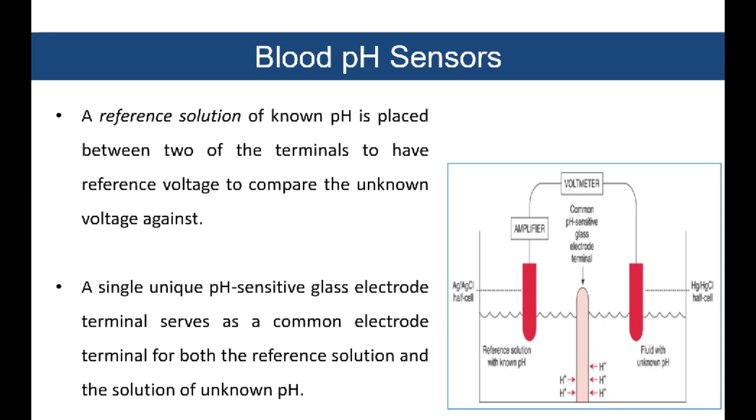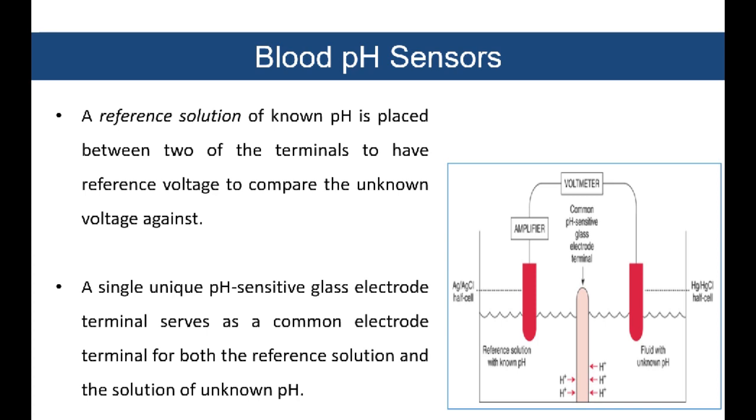If you see in the diagram, on the left side we have the half cell of AgCl, and on the right side we have the half cell of HgCl. The fluid with the unknown pH is on the right side. On the left side we have the reference solution with the known pH. Okay, the voltmeter has been added. We have the common pH sensitive glass electrode terminal, which will attract the H plus ions toward itself when the voltage is applied in the fluid.